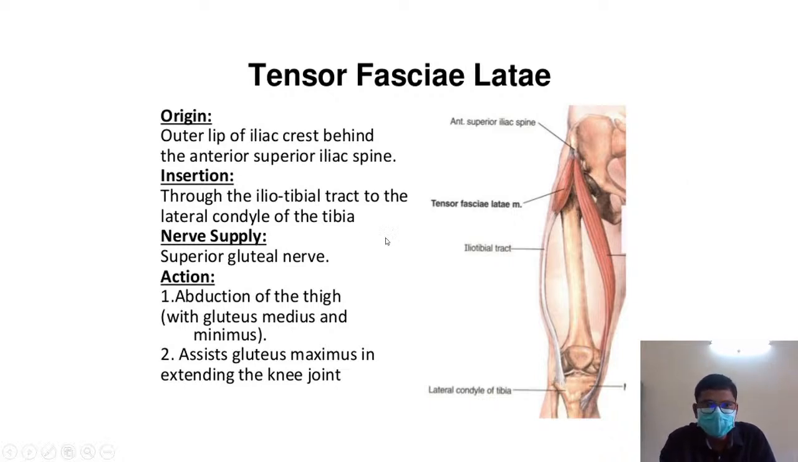and then it passes downwards, and finally it merges with the iliotibial tract, where it gets inserted finally over the lateral condyle of the tibia. You can see this is not epicondyle, it's lateral condyle of the tibia. And this tensor fascia lata is innervated by the superior gluteal nerve, as in the case of gluteus medius and minimus. The important action of this tensor fascia lata is the abduction of the thigh along with the gluteus medius and minimus, and also it assists the gluteus maximus in extending the knee joint.